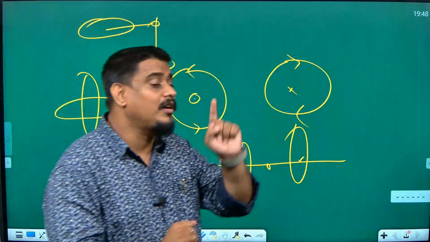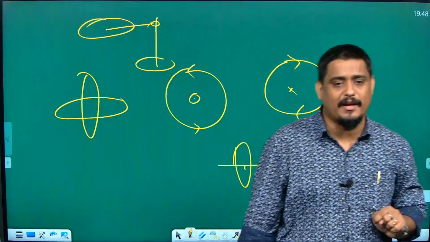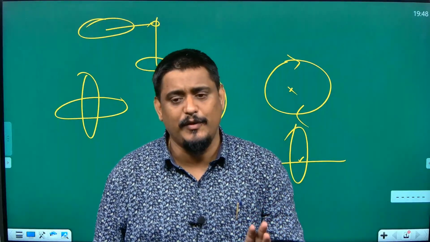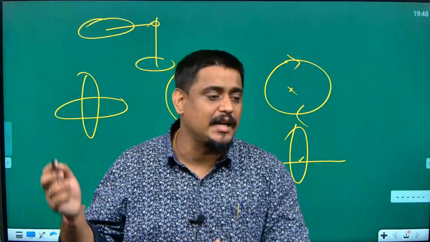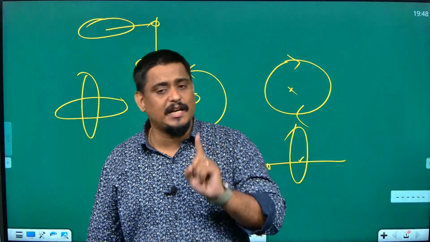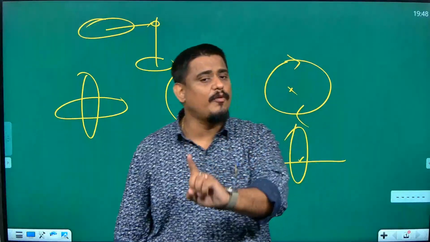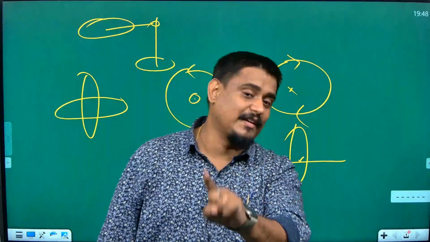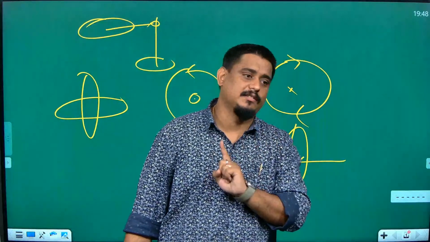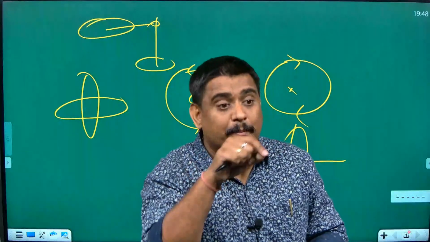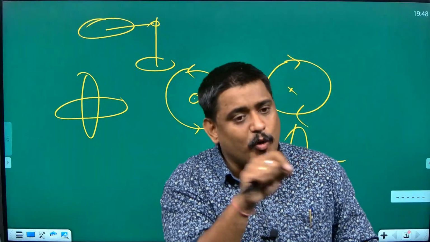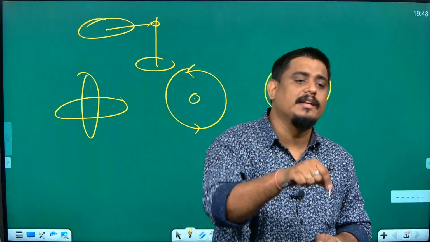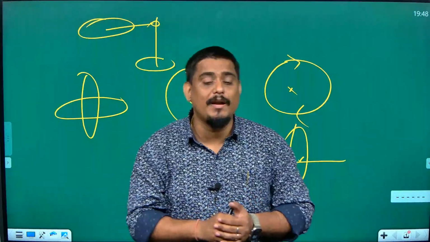Then I told you about the torque on a current carrying loop kept in a magnetic field. I derived and explained that the torque is NIBA sin theta, where N is the number of turns, I is the current, B is the magnetic field, A is the area of the loop, and theta is the angle between the magnetic field and the area vector. If you write NIA as M, M is called the magnetic moment, then tau equals MB sin theta, or tau vector equals M vector cross B vector. Here theta is the angle between magnetic moment and magnetic field.